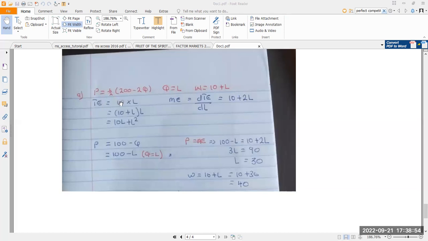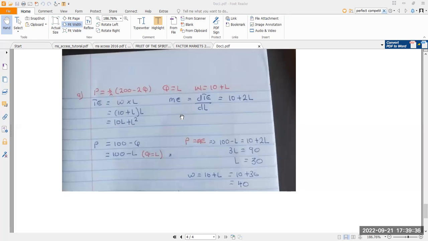So I'm showing you how to find the marginal expenditure. Total expenditure is wage times labor. So you'll be given wage. It can be just a single number or an expression in terms of labor. So this one we have 10 plus L. So total expenditure will be equal to W times L. So we have 10 plus L times L. Expanding, we have 10L plus what? L squared. These are total expenditure. So now, if you want to find marginal expenditure, you differentiate total expenditure with respect to labor. So ME will be equal to dTE/dL. If you differentiate this with respect to labor, you get 10 plus 2L. That's what we have here.